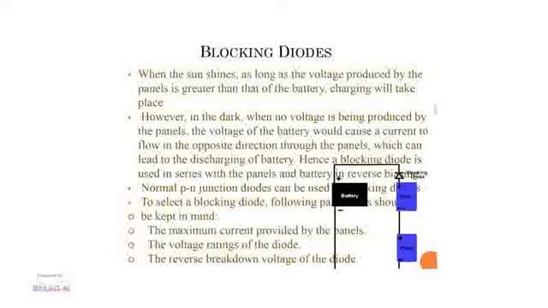Normal p-n junction diodes can be used as blocking diodes. To select a blocking diode, the following parts should be kept in mind: the maximum current provided by the panels, the voltage rating of the diode, the reverse breakdown voltage of the diode.